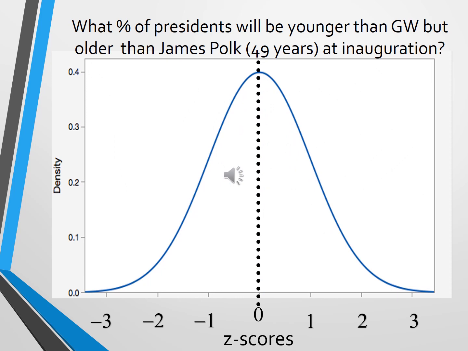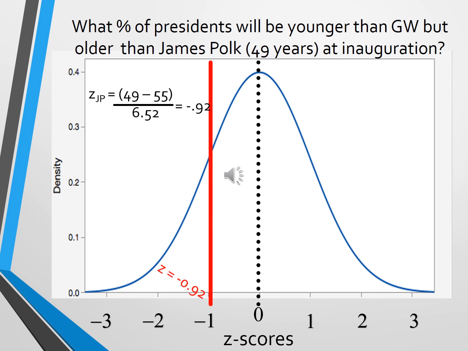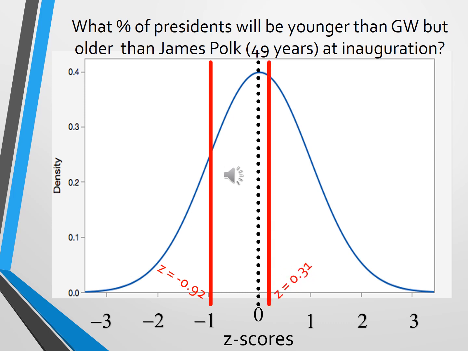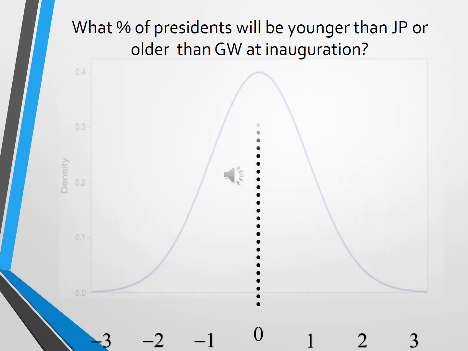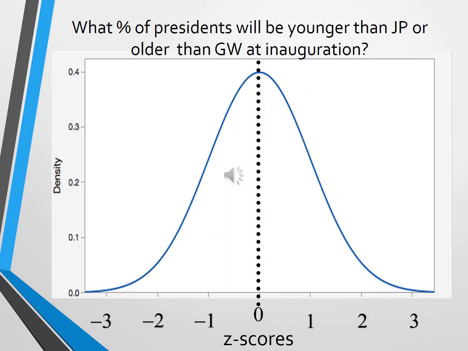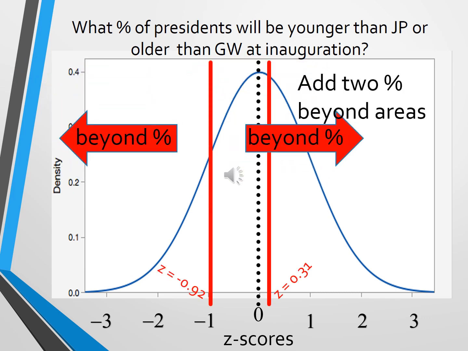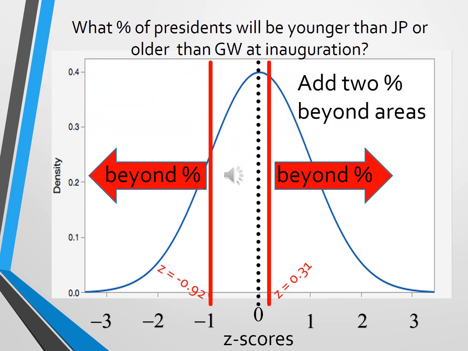James Polk was 49 years old at his inauguration, and his z-score is minus 0.92. He has a negative z-score because he was younger than the mean of 55 years at inauguration. If we want to know what percentage of presidents were older than Polk but younger than Washington, then we're talking about the area between two z-scores, between Polk and Washington. If we want to know about ages of inauguration that are older than Washington or younger than Polk, we're talking about the area beyond two z-scores, and we add those areas together.